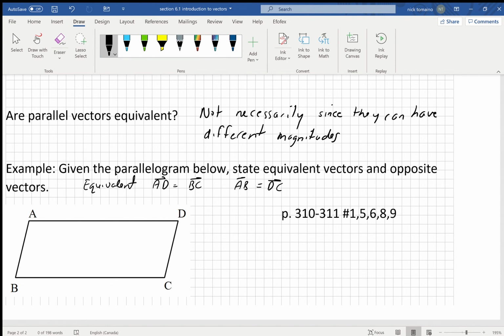And opposite vectors, as we just switched. So we have AD and DA, or AD and CB. I'm not going to state all of them just so you get the idea. And same thing here, we have that AB and CD. Okay, and there is your work for today.